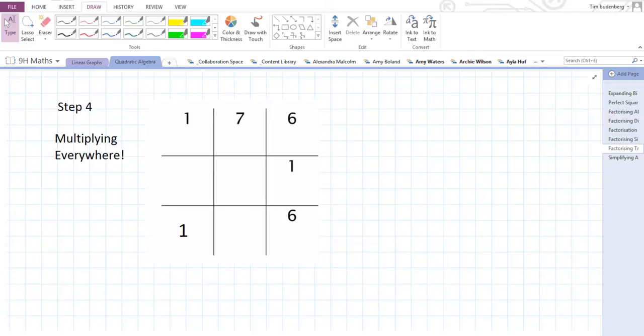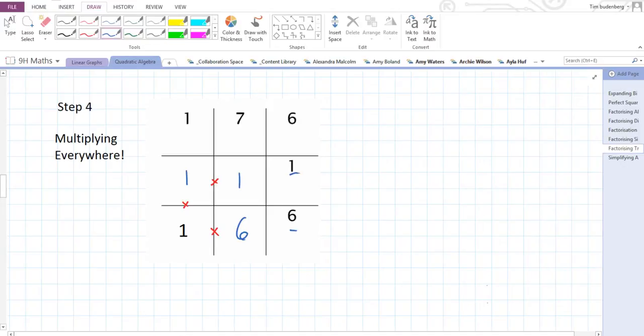Now, we multiply everywhere. Think about putting a times sign there, there, and there. 1 times something is 6, so that must be 6. 1 times something is 1, and 1 times something is 1. Essentially, we're trying to make those 3 multiplies work.